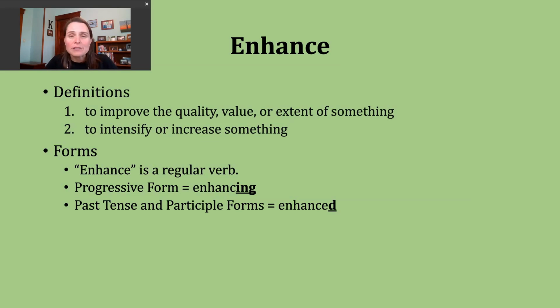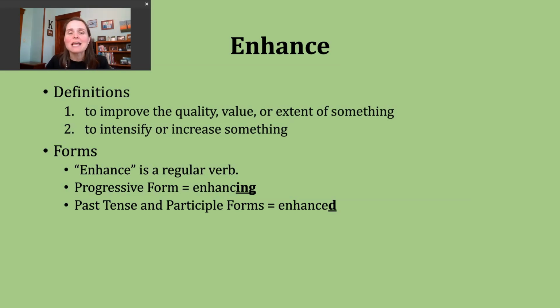To make the progressive form of this verb, you need to drop the E on the end before you add ing. That forms enhancing. The past tense and participle forms of this verb can be made by just adding D, since this verb already ends in an E.